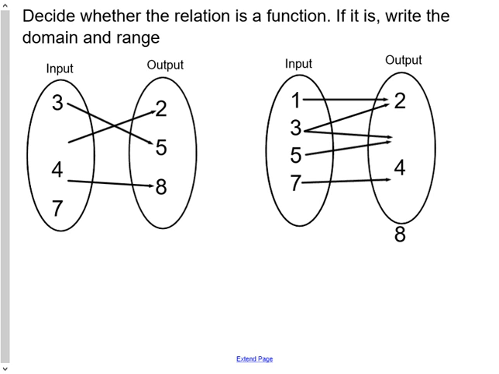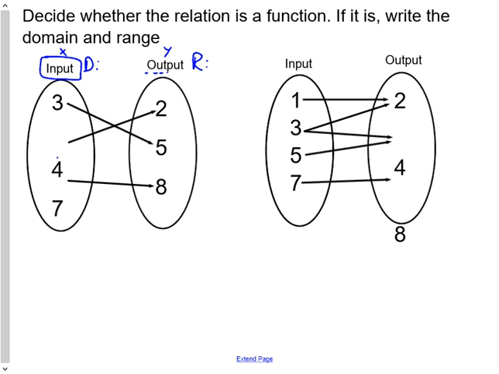So what these bubbles say is this one's the input, so this is the x values, and the output is the y values, or domain and range. Right? Now, what we are looking for is either an input that doesn't belong to an output, or an input, an x value, that has two arrows coming from it.